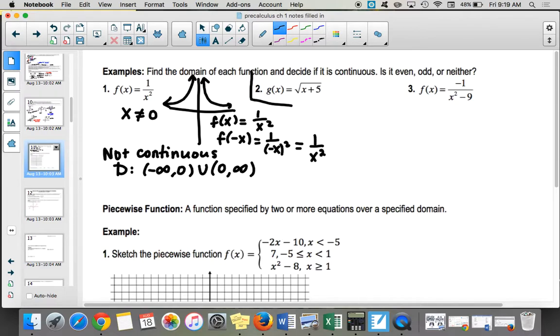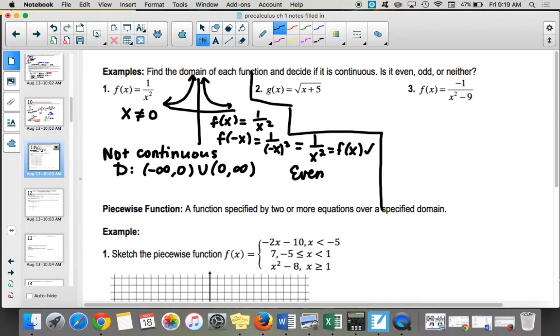Is that the same as f of x? Yeah, it is. So this is what we would call even then. So if you get the same thing out, it's even. If I get an opposite, if I had negative 1 over x squared, like a negative out front and 1 over x squared, that would be odd. Okay, but again, just think about the numbers you're plugging in. So this is an even function.